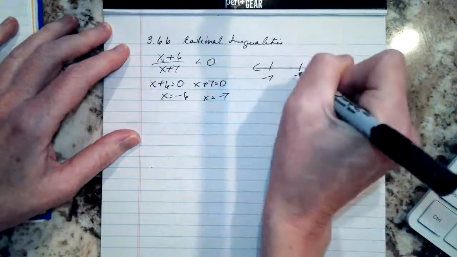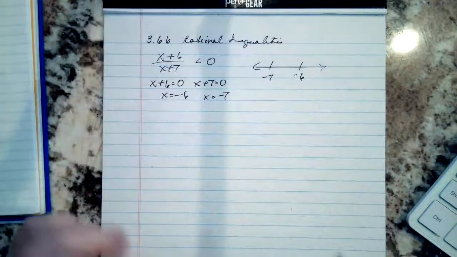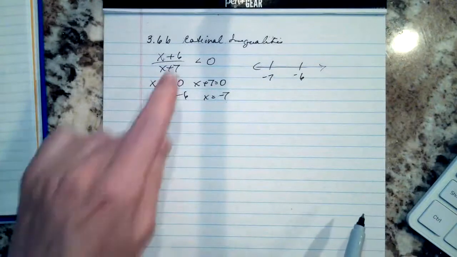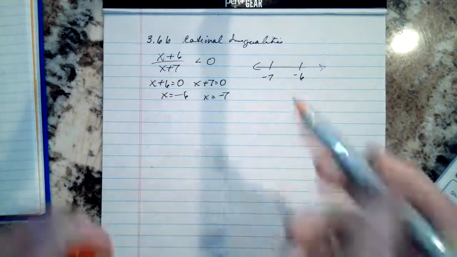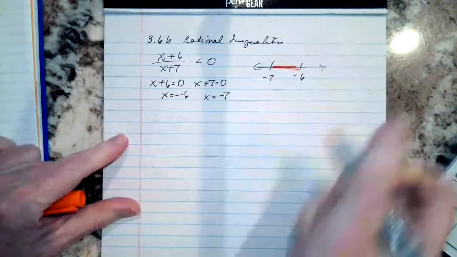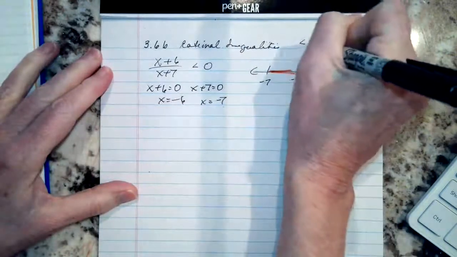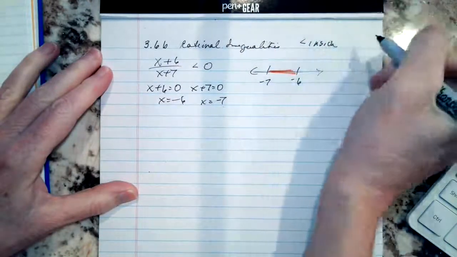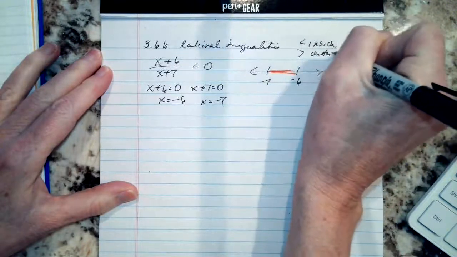Put those on a number line, and then it says less than. So what we're going to do is the same thing we were doing before. Less than means go in between. So our answer here is the inside. Remember, just like on 3.6a, less than means shade the inside piece between the 2. Greater than means shade the outsides.